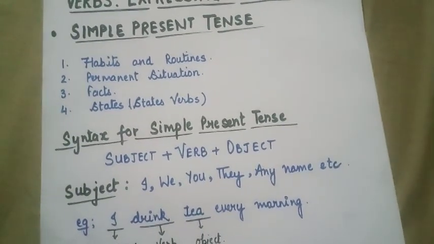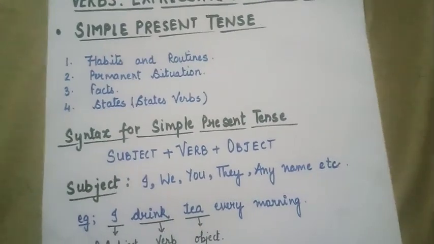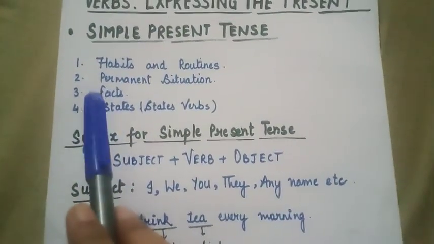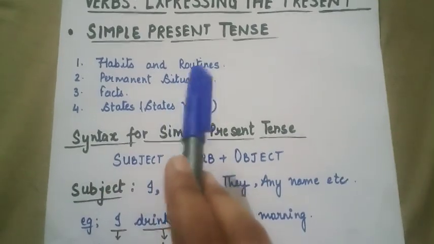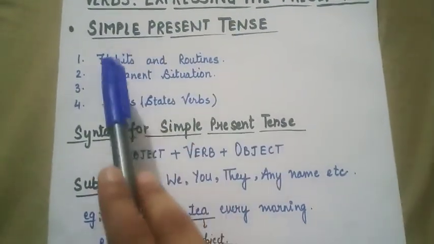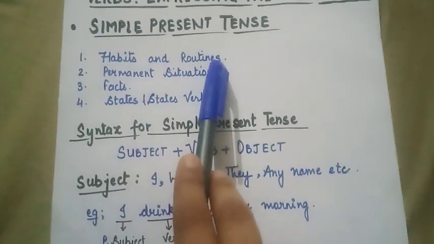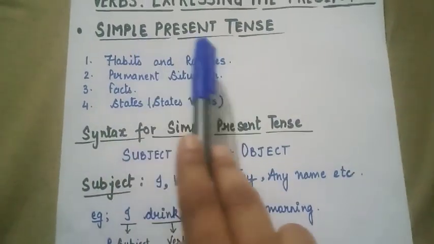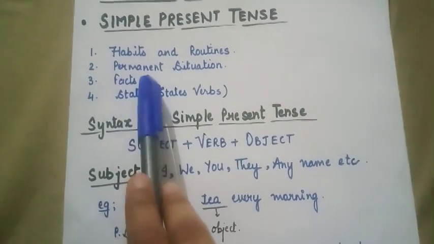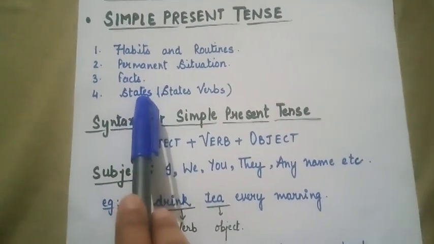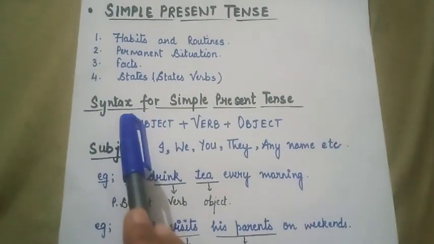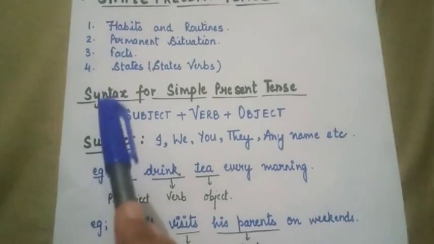So for this you need to have a subject and the verb that we will discuss later on, but first you see the four basic rules of simple present tense, that is, where you will use simple present tense exactly, right? Habits and routines. For habits and routines you will use simple present tense. Likewise you will use it for permanent situations, facts and states, right?